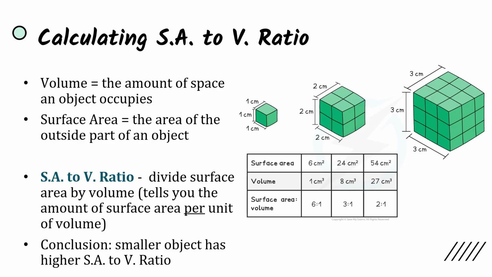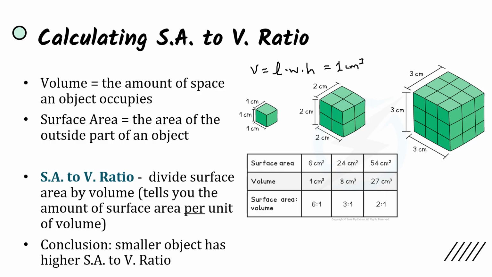So let's do some math over here. First of all, we've got this cube, 1 centimeter by 1 centimeter by 1 centimeter. For a cube, the formula for volume is length times width times height. And this goes for a rectangular prism as well. So 1 times 1 times 1 is just going to be 1 centimeter cubed.